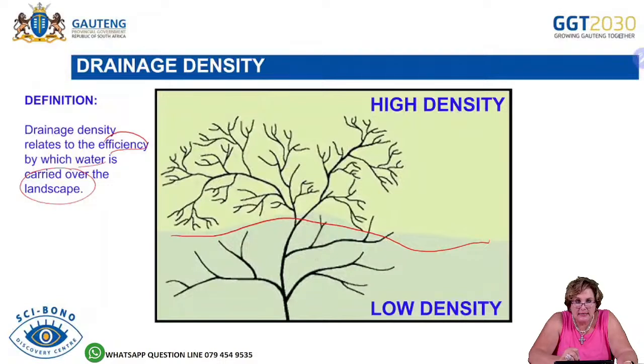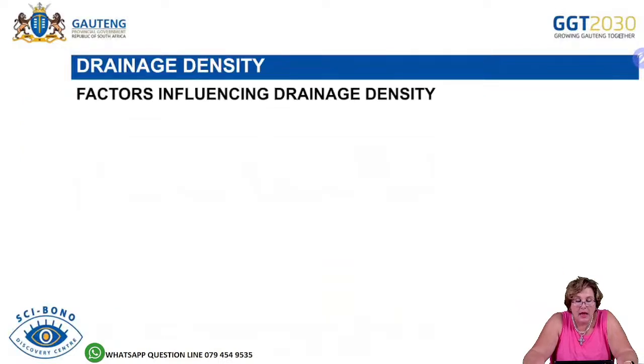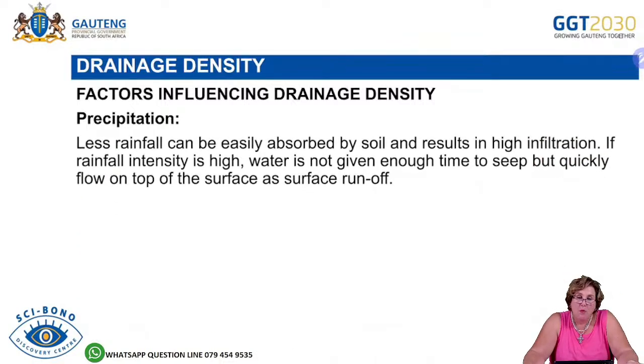With low density, I see fewer streams. That's the basic difference between the two. Now, what you need to know is the factors which influence drainage density. What is going to determine if there are more tributaries or fewer tributaries?